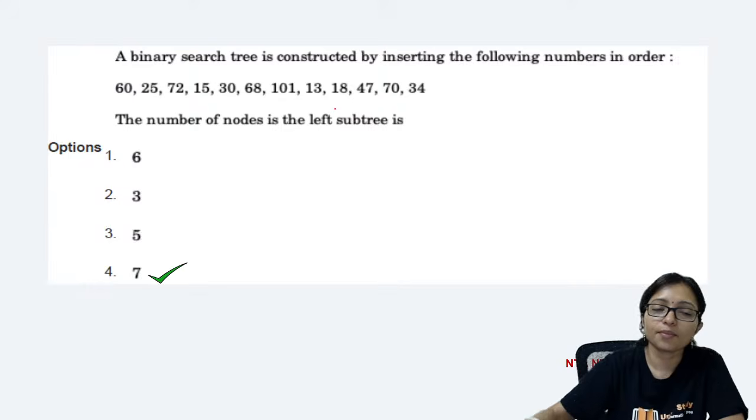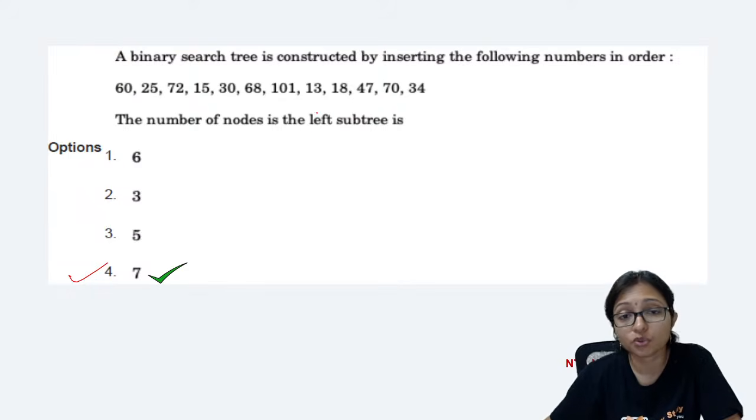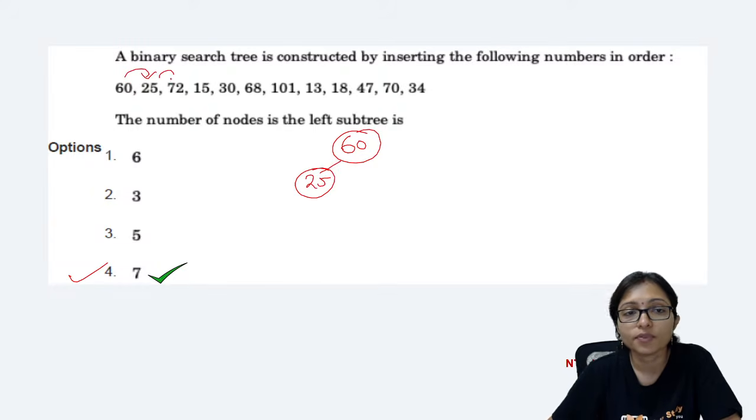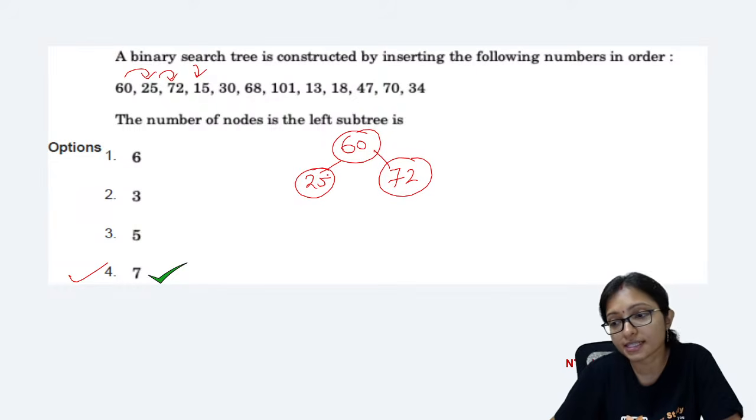Yes, answers are coming. Answer will be 7 definitely. How to do it? It will start with 60. After that it is 25, means this is less than, so I will go for 25. Then after that 72. 72 is greater than 60. 15 means it is less than 60, less than 25. That's why 15 will come here.